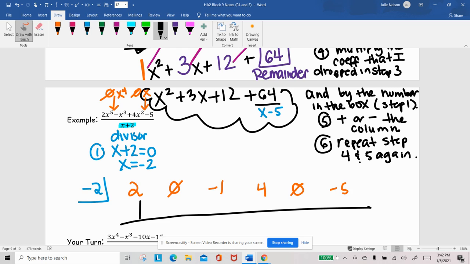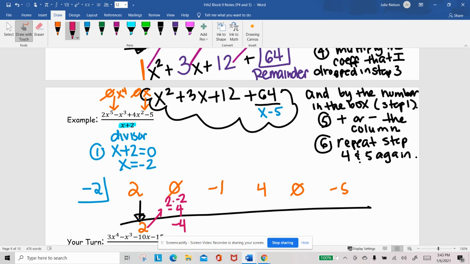Always drop the very first term, which in this case is the number 2. And now, whatever number you drop, that multiplies to the number in the box. So I'm going to multiply 2 times -2, which is -4. And then I'm going to add and subtract. 0 minus 4 is -4.